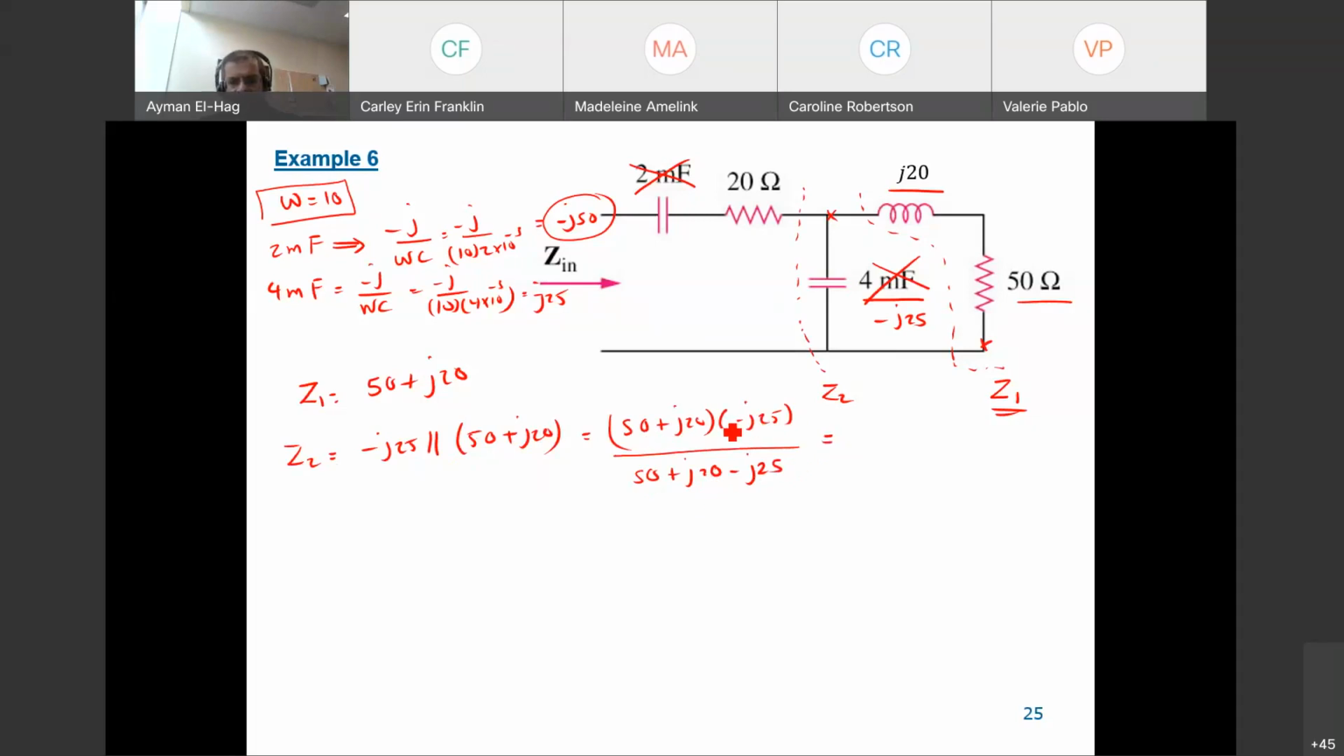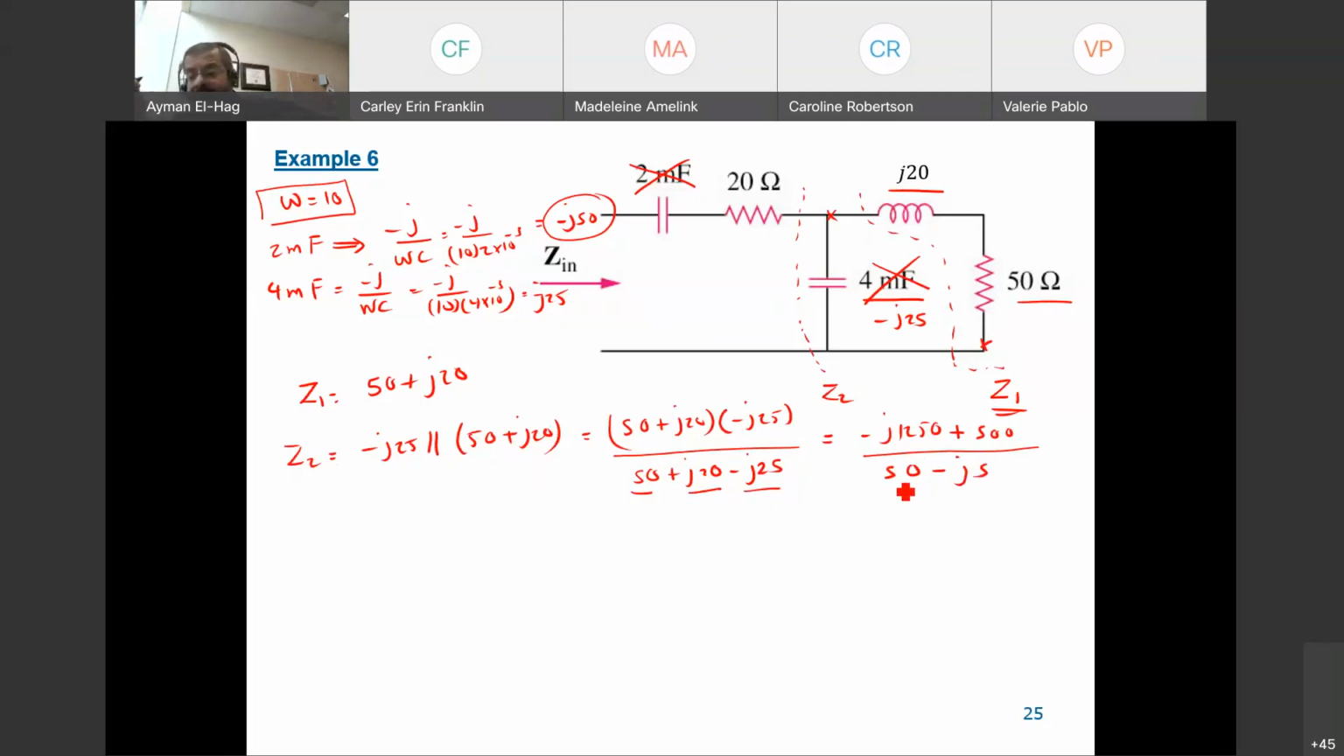Now you do the multiplication. Multiply this with this: minus j1250. Multiply this with this: j times j is minus 1, and there is a minus, so this becomes plus, and 20 times 25 is 500, divided by 50. There's no real part in the denominator, so it stays as it is. And then we have here j20 minus j25, so this is minus j5.